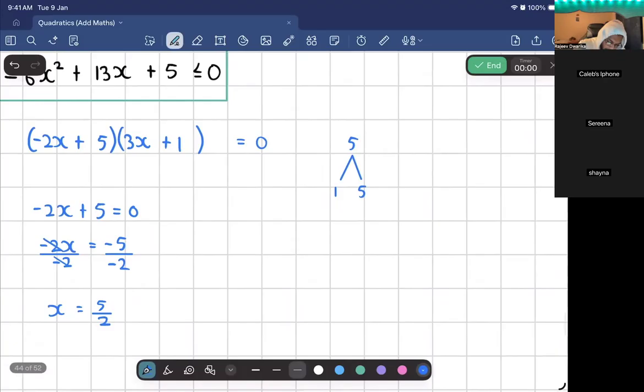And then the other one would be 3x plus 1, and that would be equal to 0. So how would I solve this? I would say 3x is equal to negative 1. Then I would do what on both sides? Divide both sides by 3.